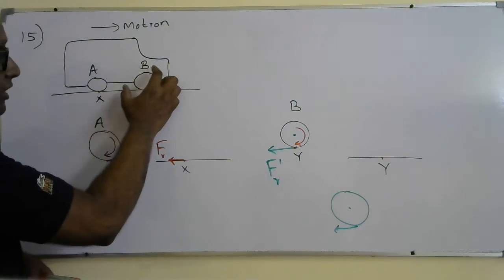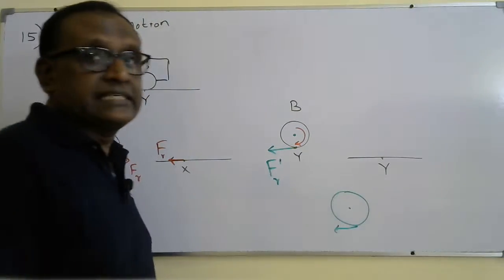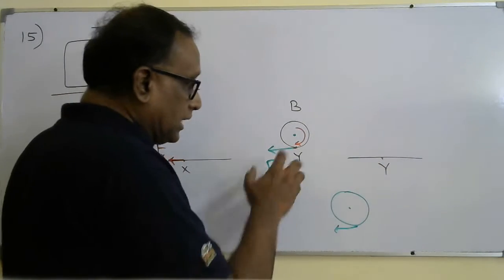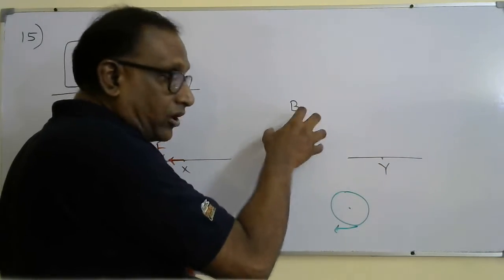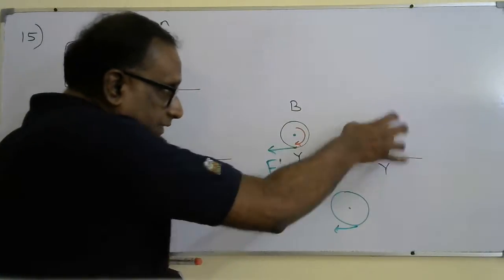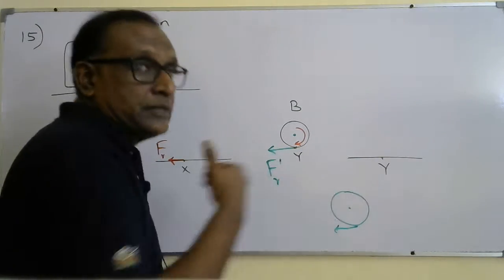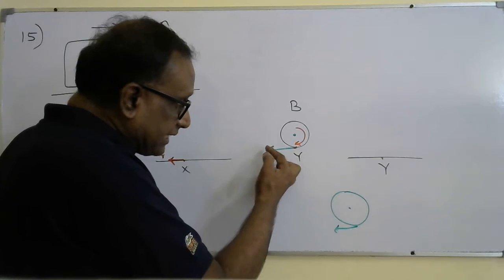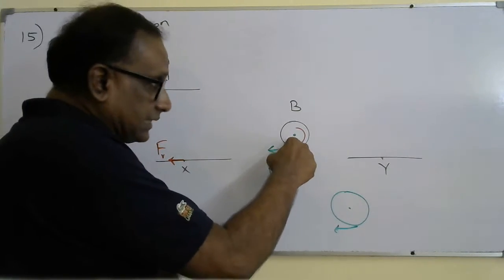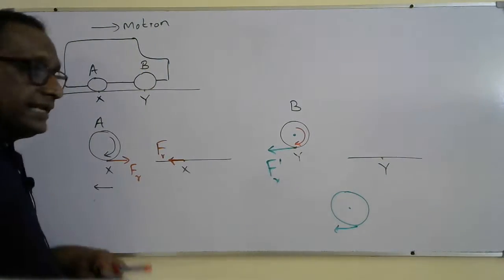When the car moves, the front wheel will try to slip on the road, but there is friction between the front wheel and the road at the contact point Y. When the front wheel tries to slip to the right, the road will exert a friction in this direction, because the friction opposes the possibility of slipping. The wheel is pivoted on an armature at the center, so the front wheel will rotate in this direction.